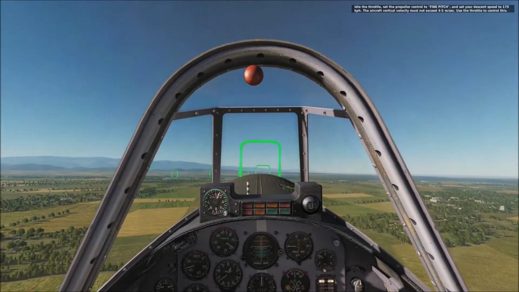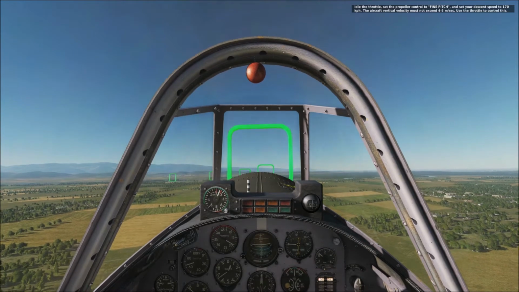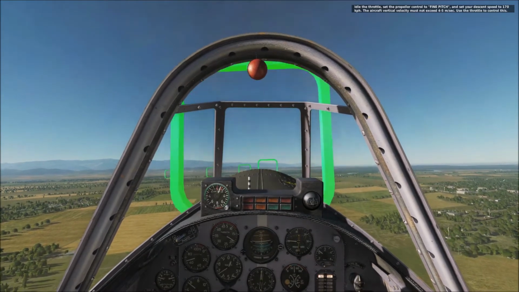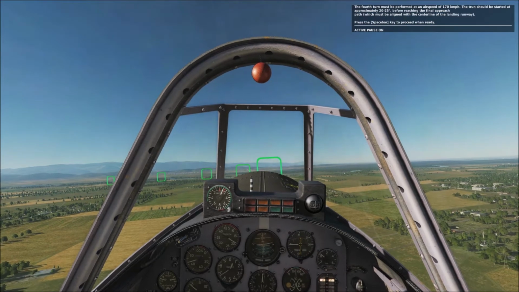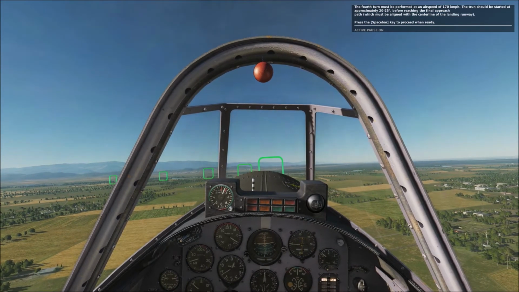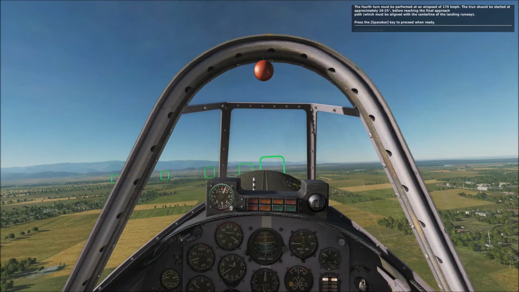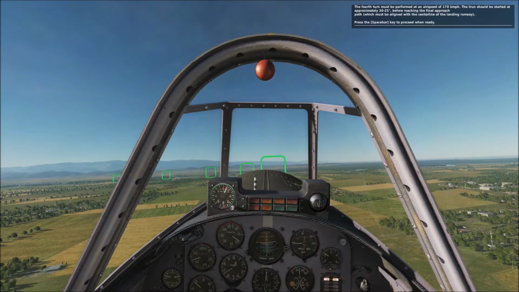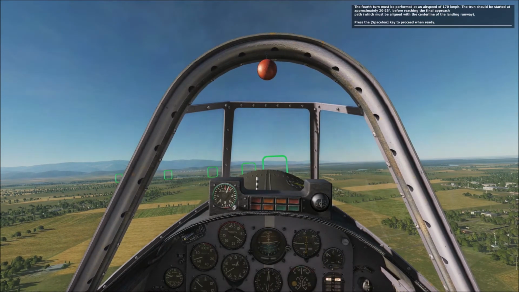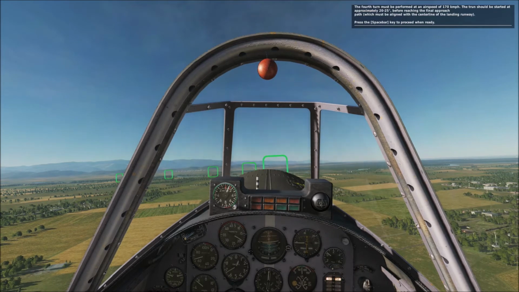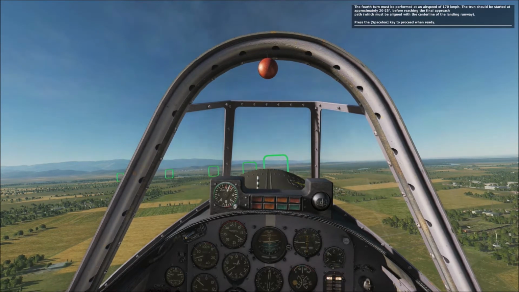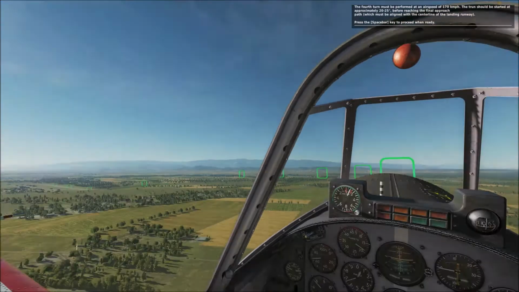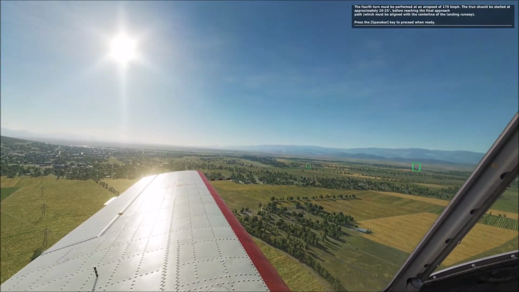Idle the throttle. Set the propeller control to fine pitch and set your descent speed to 100. The first turn must be performed at an airspeed of 170 km per hour. The turn should be started at approximately 20 to 25 degrees before reaching the final approach path, which must be aligned with the center line of the landing runway.